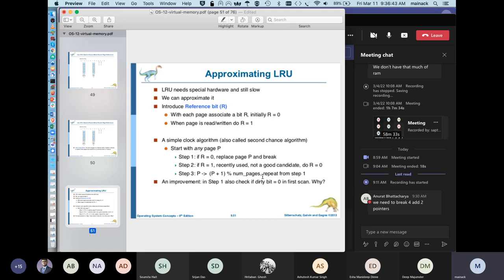So why is it a clock algorithm? Because if the number of pages is n, then you'll go to 1, 2, 3, 4, dot dot dot n, and then again start from 1.